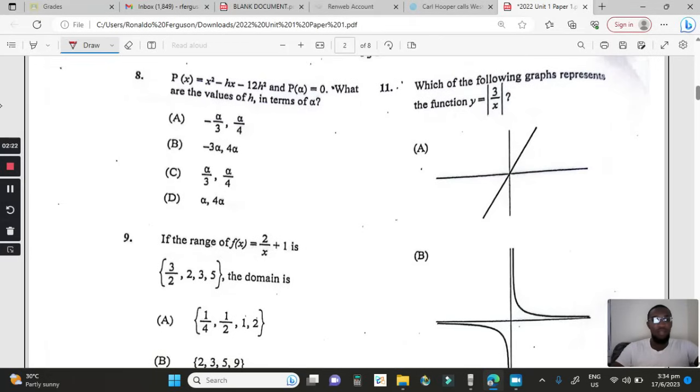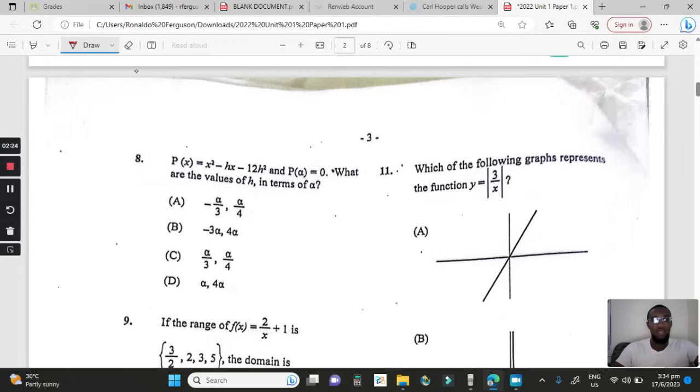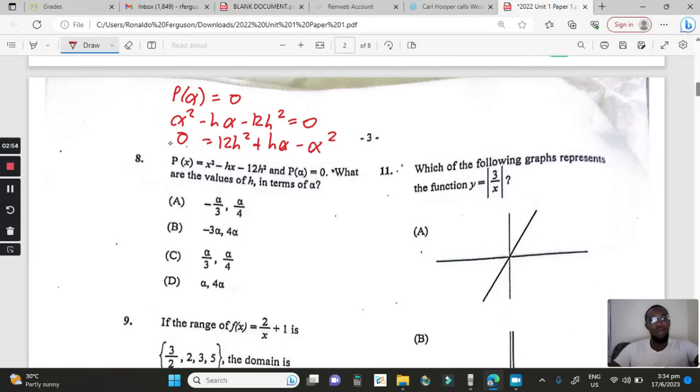Now this question is like a repeat, but can't remember it, so we'll work out this one. Now, it says P of alpha equals 0. What are the values of h in terms of alpha? So we're trying to find h. P of alpha equals 0 mean we're saying alpha square minus h times alpha minus 12h square equals 0. Bring everything to the other side. So 12h square, bring it over, it become plus h alpha, and bring it over, it become minus alpha square, that is 0.